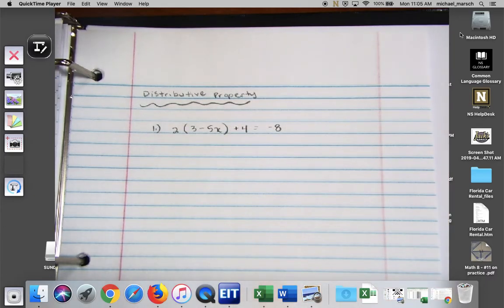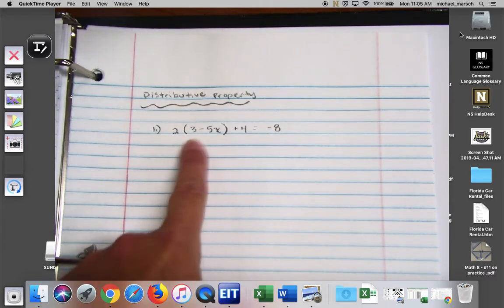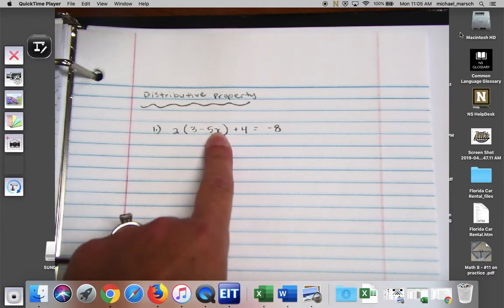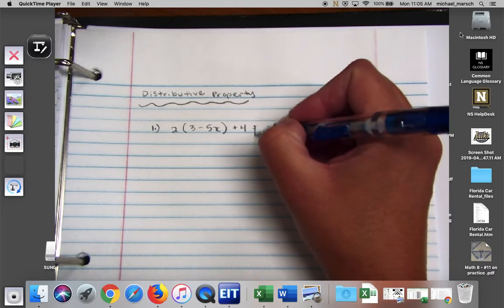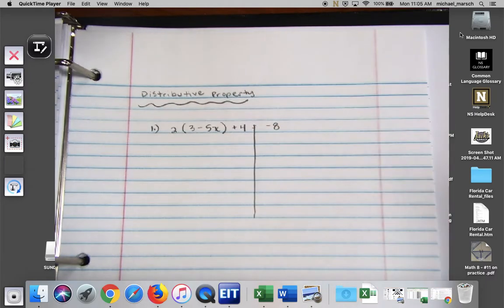2, and then the way we say this right here, what's happening is we say 2 times the quantity, 3 minus 5x. Because it's in parentheses, we say times the quantity, plus 4 equals negative 8. Okay. So distributive property is making sure that we have an organized way of multiplying 2 times everything inside these parentheses, right? So I'm always going to start out with my wall of equality because we love it.